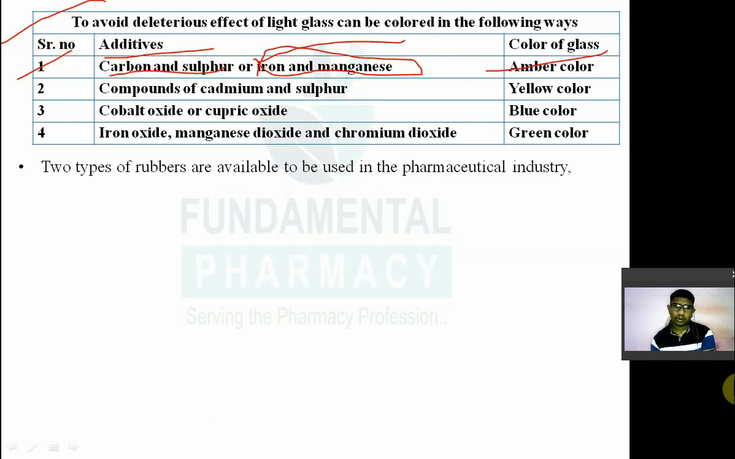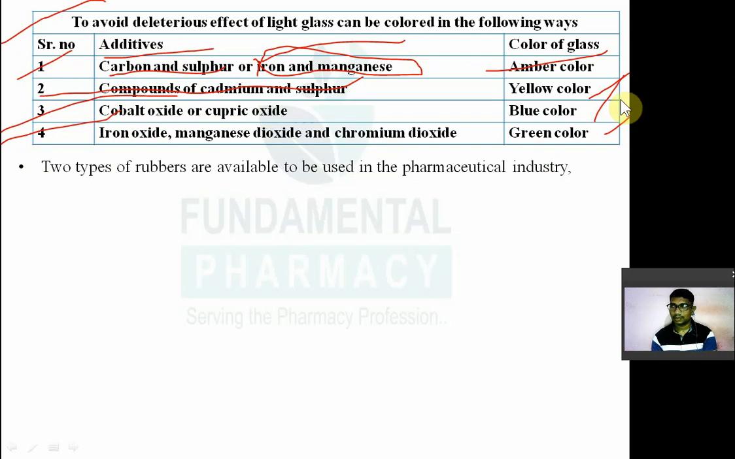Compounds of cadmium and sulfur: if you add these compounds of cadmium and sulfur to the glass, they will impart yellow color to the glass. Then cobalt oxide and cupric oxide will impart blue color to the glass. Then again iron oxide, manganese dioxide and chromium dioxide will impart green color to the glass.